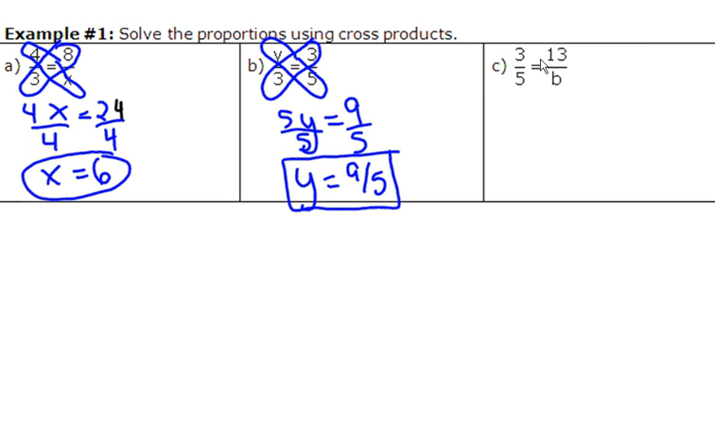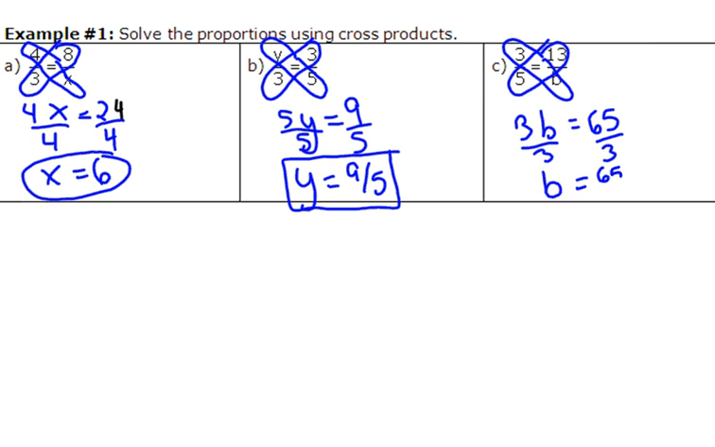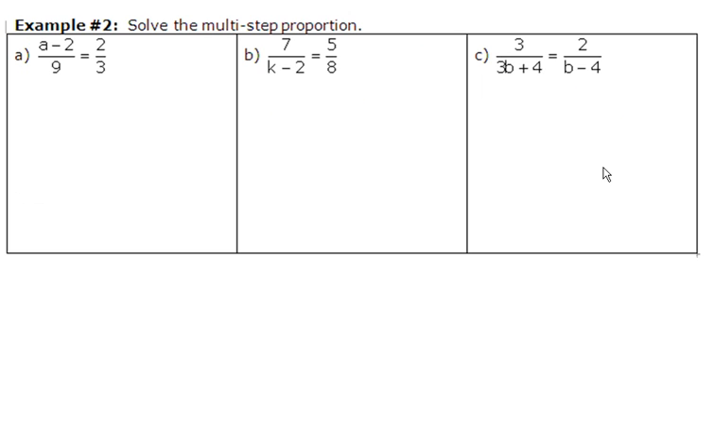So it's the same exact thing for C. I'm going to cross multiply. 3 times b is 3b. 13 times 5 is 65. And so to solve for b now, I divide by 3. Now 65 divided by 3 doesn't go in evenly, and you can't simplify the fraction. So I'm going to leave it as 65 over 3. And that's my answer. So let's look at another set of examples.